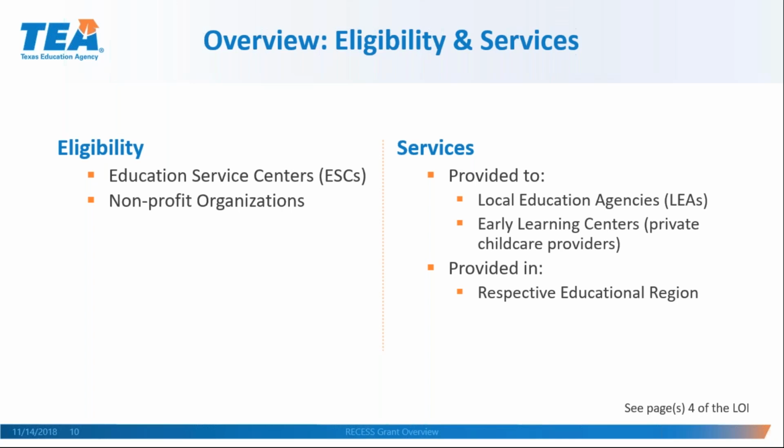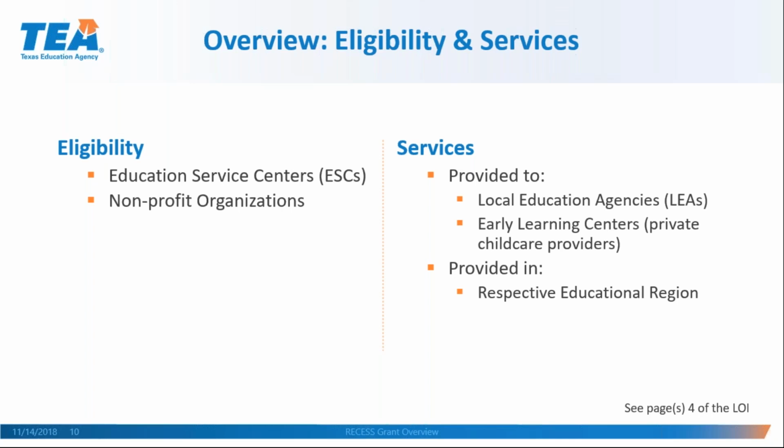ESCs and/or nonprofit organizations that support early childhood education are eligible to apply for this grant opportunity. Nonprofit organizations must provide proof of their 501c3 tax-exempt status and federal tax ID number at the time of application. TEA aims to select approximately 13 grantees across the state. Applicants may apply for and be granted funding for one or more of the recess initiatives.